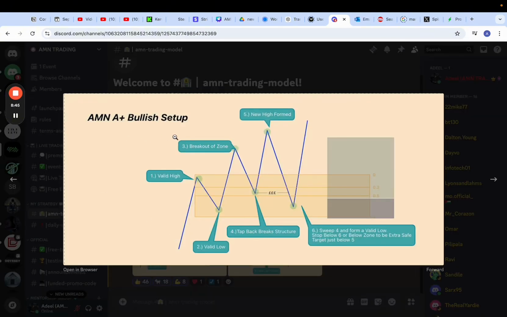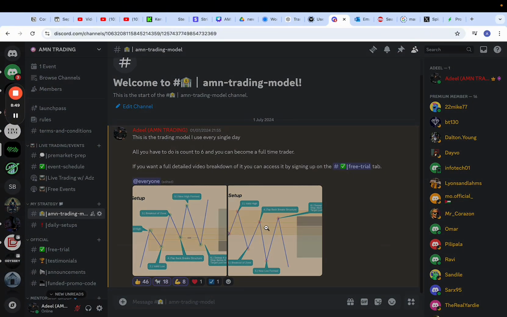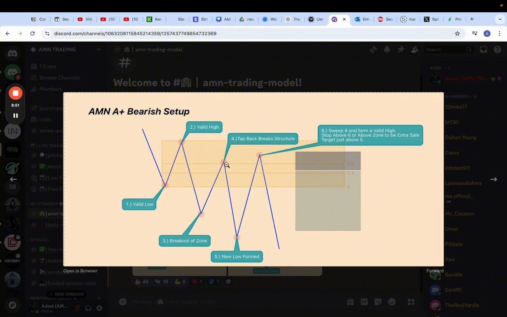You can get access to my bullish setup, right? That's a liquidity sweep I'm looking for price to reverse. And the exact same here, I'm looking for this liquidity to be swept before price to reverse.